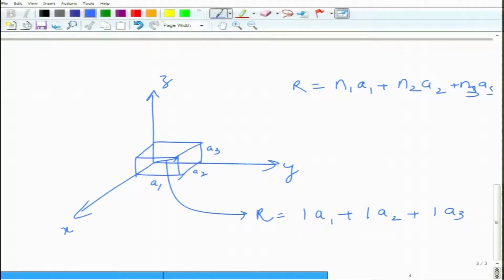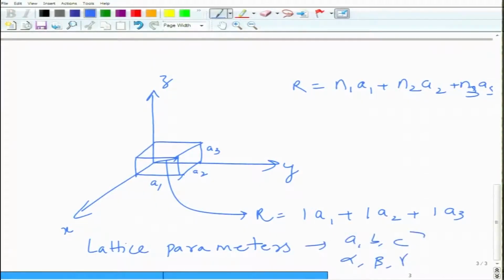And the lattice parameters of this can be determined. The lattice parameters are a, b, c, alpha, beta, gamma. a, b, c are the lengths of the unit cell lattice translations, and alpha, beta, gamma are the angles.